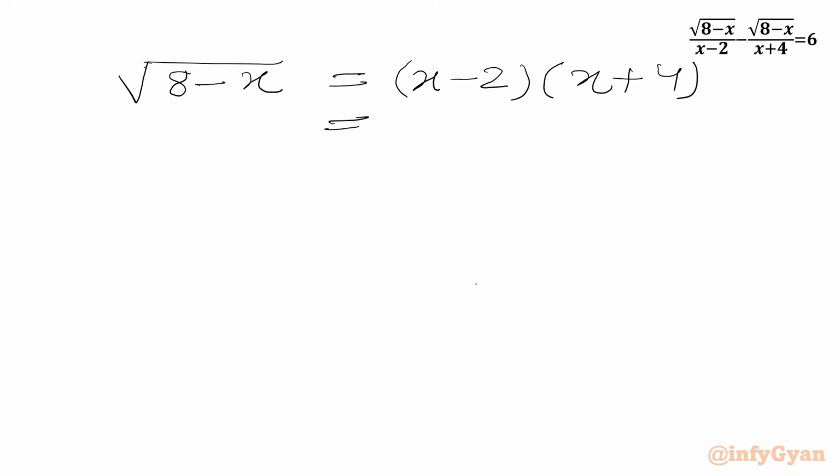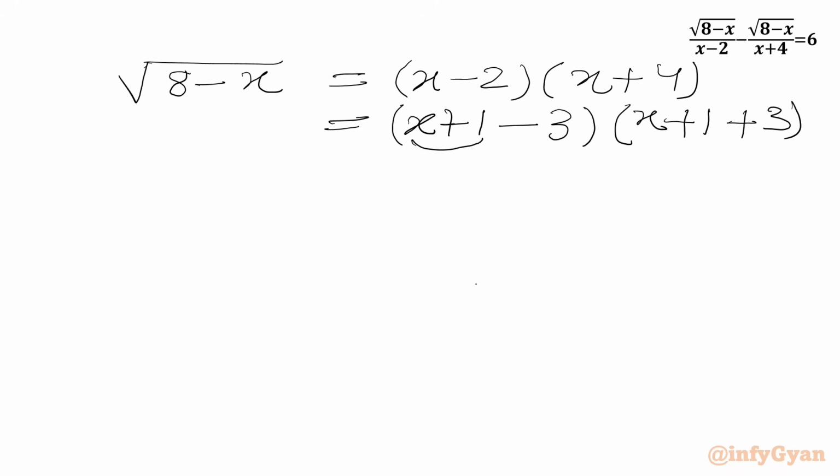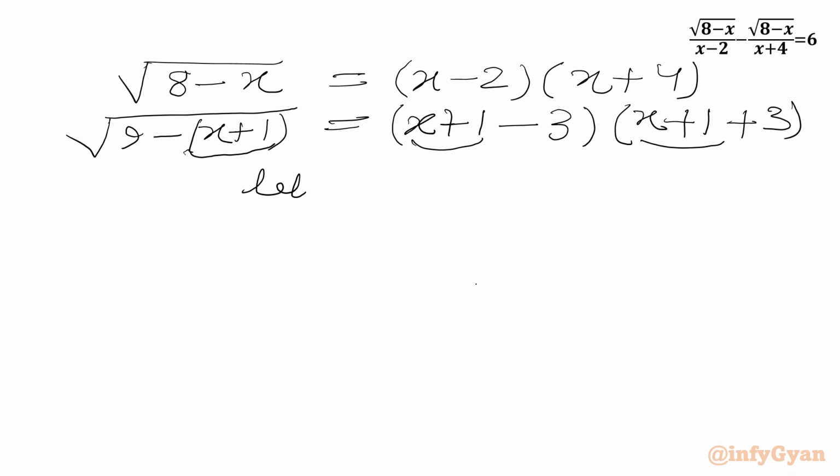We'll write x minus 2, x plus 1 minus 3. We'll write x plus 4, x plus 1 plus 3. Now we have x plus 1, x plus 1. So let's write LHS in terms of x plus 1. We'll write square root 9 minus x plus 1. Now we will assume x plus 1, suppose this is equal to u.